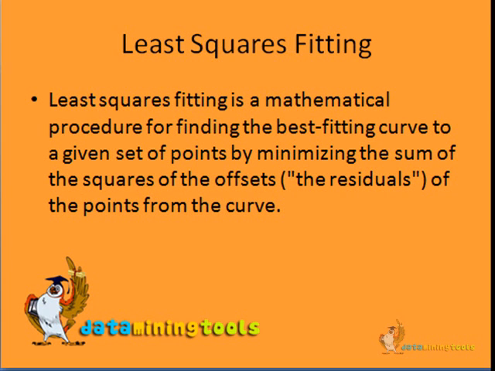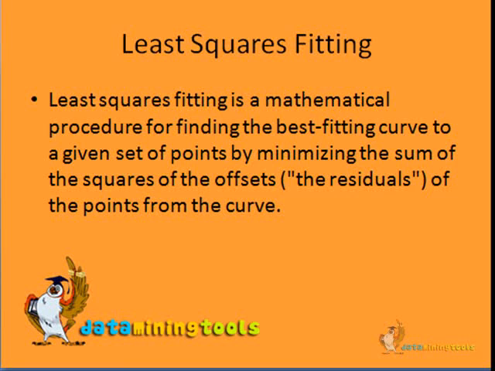Okay, now we come to least squares fitting. This is a mathematical procedure for finding the best fitting curve to a given set of points. We will learn curve fitting in the next tutorial in nonlinear models. This is for finding the best curve fit to the given set of data points by minimizing the sum of the squares. Now this can be done in two ways. The offsets can be perpendicular to the curve, or they can be horizontal or vertical. That we'll see in the coming slides.